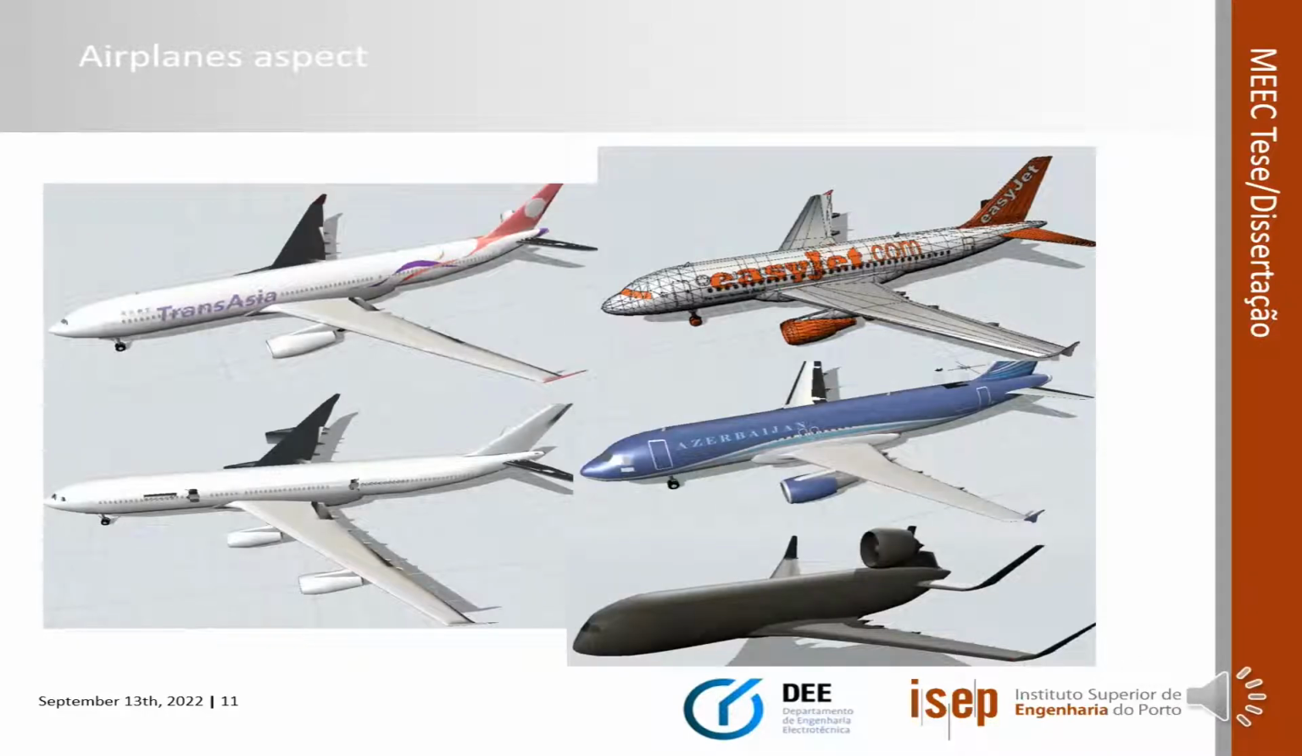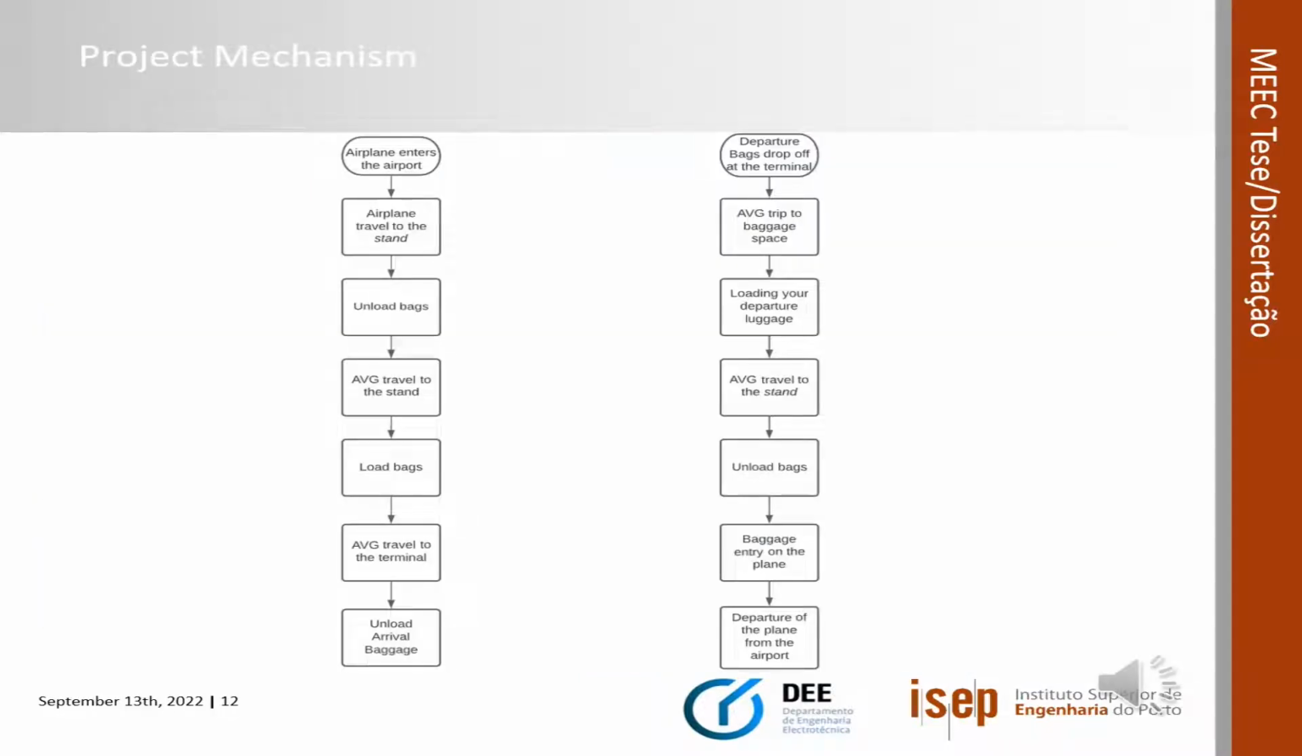The airplanes have the appearance depending on the company. In these figures, you can see the 5 examples used in this project. The number of luggage they carry will vary between 66 and 83 units per flight. In these diagrams, it is possible to see the mechanism of the project and understand the routes of the baggages. They are divided into two groups, the arrival and departure.